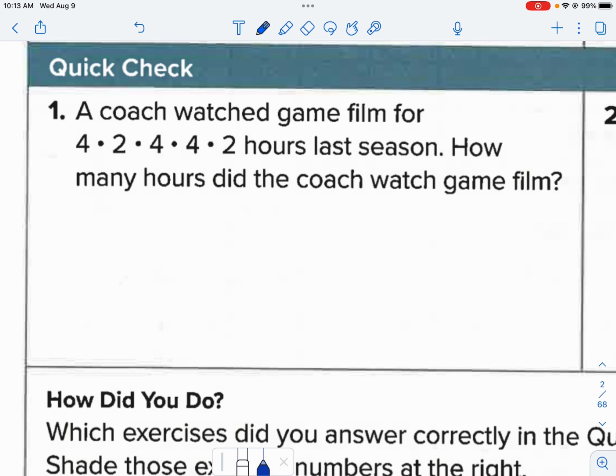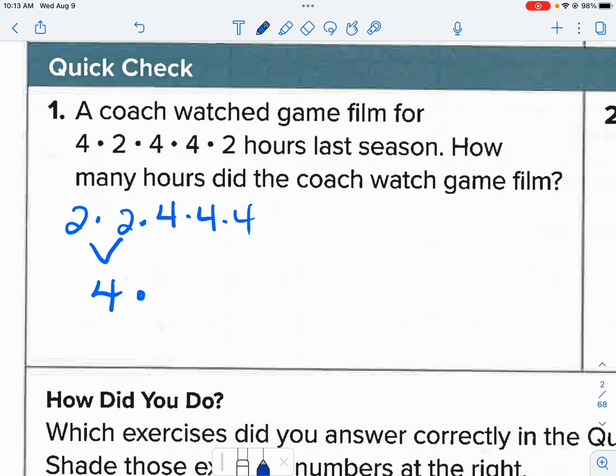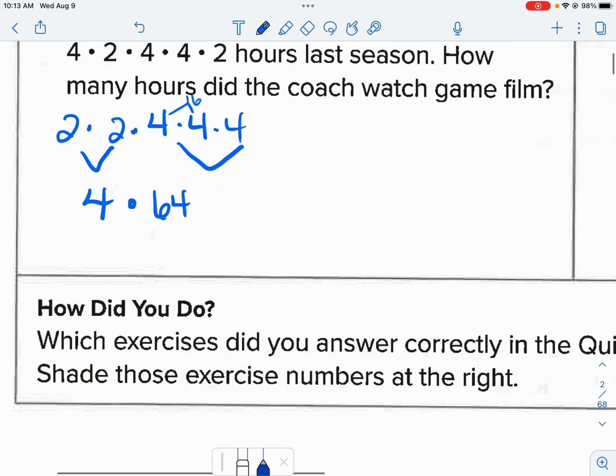So let's look here. If I do this first one, a coach watched game film for 4 times 2 times 4 times 4 times 2 hours last season. How many hours did the coach watch the film? I'm going to put the 2's together, and then the 4's, and there were 3 of those 4's. If I multiply these 2 together, I get 4. If I multiply these 3 together, first this gets me 16, and then 16 times 4 is 64. Then if I multiply these 2 together, I get 256 hours.